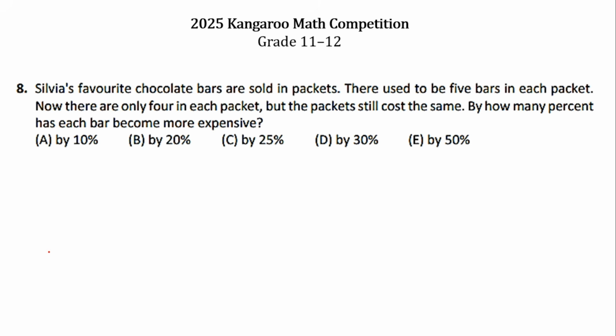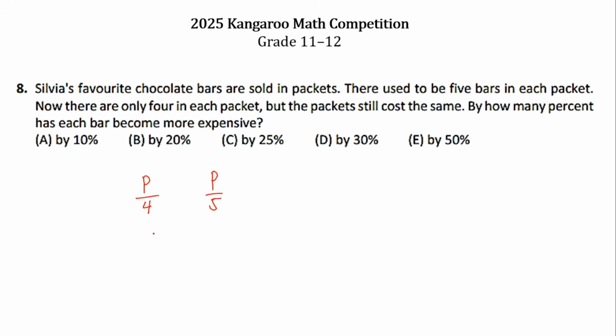Let us suppose that the price of one packet of 5 bars is P. So the price per bar is P over 5. Now, if there are 4 bars in a packet and the price per packet is still P, then the price per bar is P over 4. So the new price per bar is P over 4.